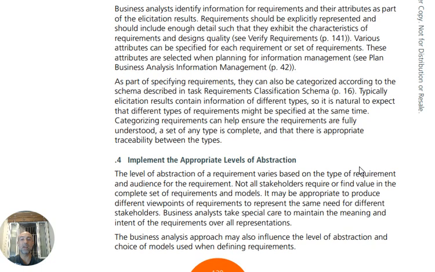Categorizing requirements can help ensure the requirements are fully understood and that a set of any type is complete. See here, categorizing requirements. They've been giving us options, and now they're telling us that in creating these separations, small instances where you give more detail, but only detail relevant to the context you're working with, allows for clarity and a full understanding from the other side. Remember, you're talking to people who were not interested to begin with; they just wanted to see better results or more money, whatever productivity means for them.